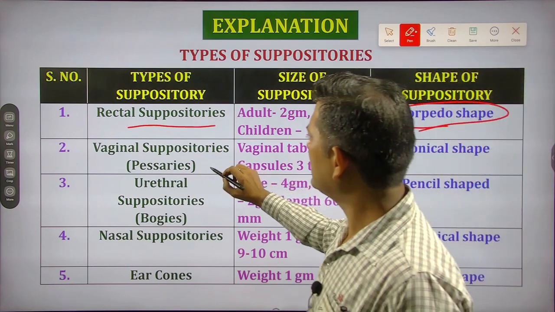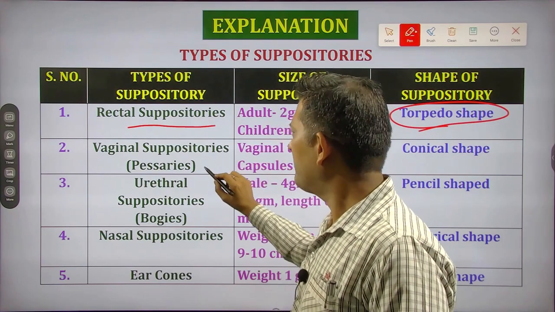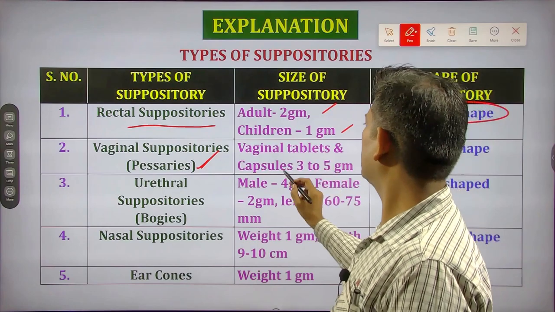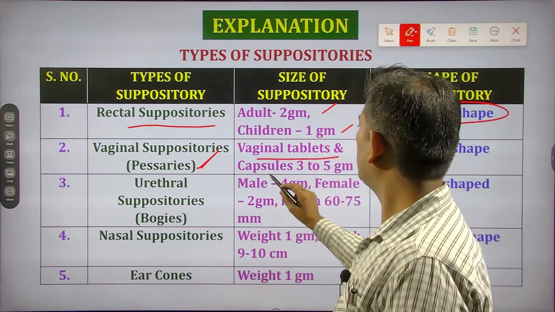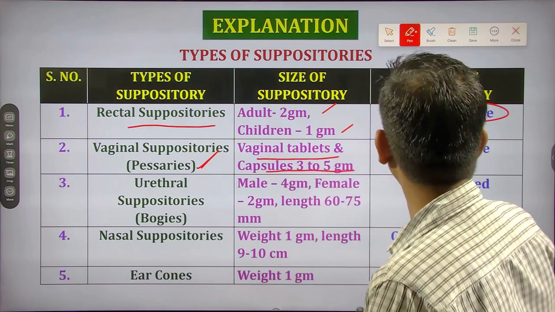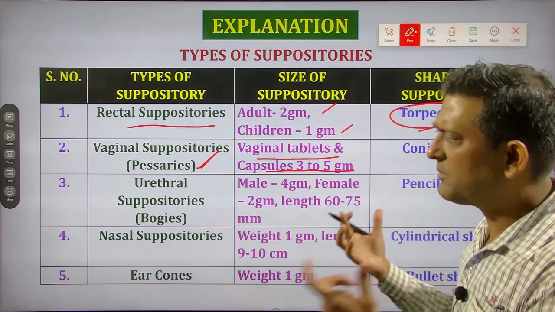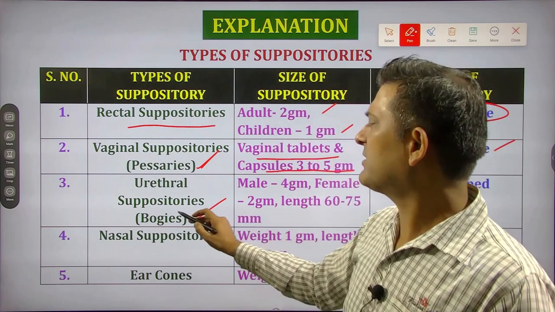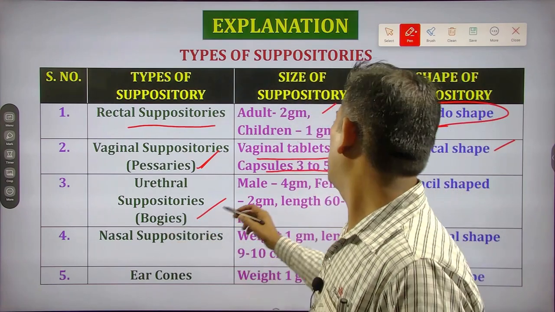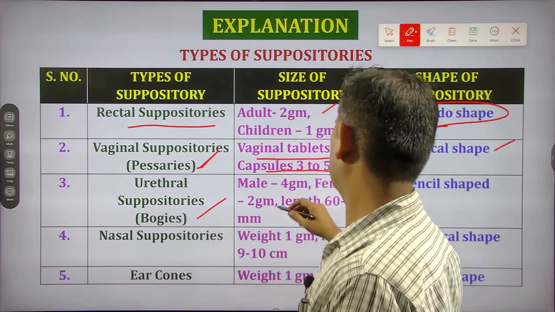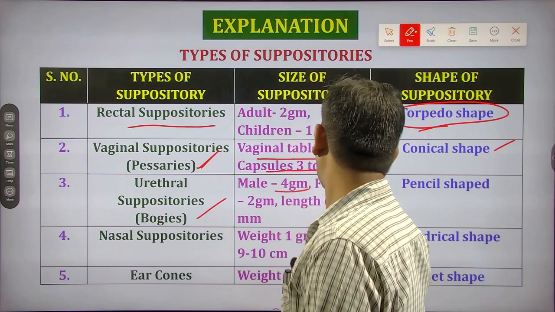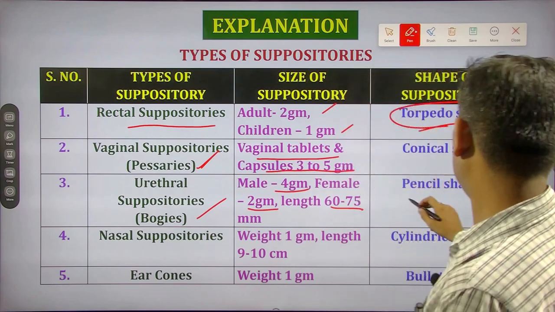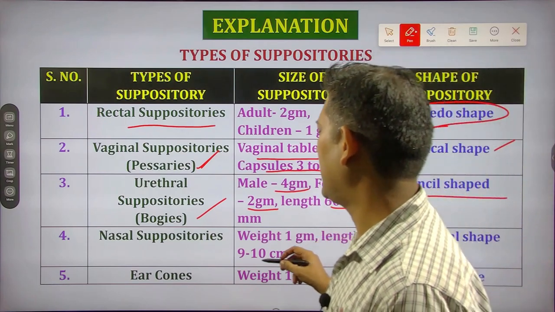Then vaginal suppositories are also known as pessaries, already discussed. These are vaginal tablets and capsules, 3 to 5 gram, conical shaped so that you can easily push them. Urethral suppository is also known as bougies, with the spelling B-O-U. For male it is 4 gram and for female it is 2 gram. Length is 60 to 75 millimeter, pencil shaped, so that it can easily be pushed.